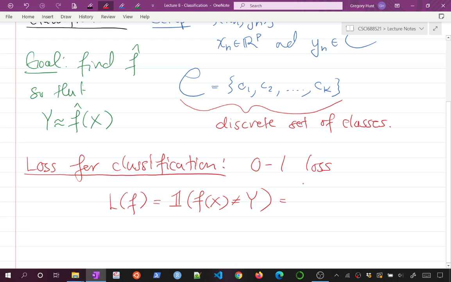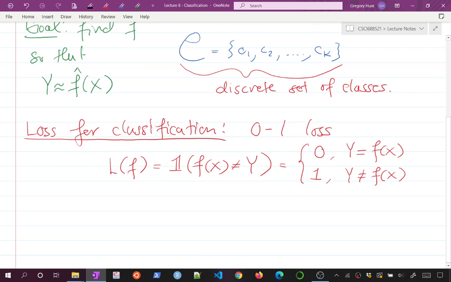And this is a little bit of a fancy way of just writing that our L of f produces 0 when y is equal to f of x. So we incur 0 loss when y is f of x, and we incur a unit 1 of loss when y is not equal to f of x. We penalize ourselves, as it were, with a unit of loss when we get it wrong.